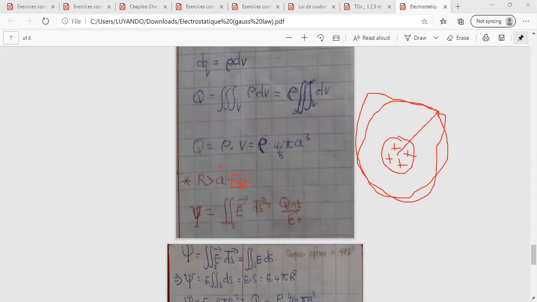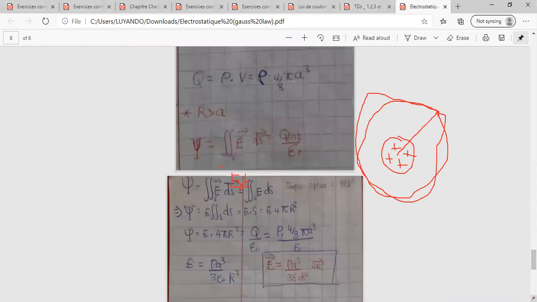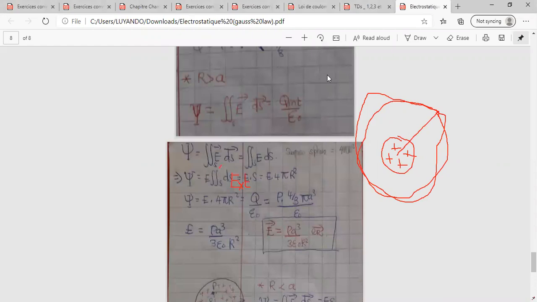And then we're going to continue with our calculation. We're going to have flux is equal to E dS, and then we know that the surface of a sphere is equal to 4 pi r squared. So we're going to do the same thing.